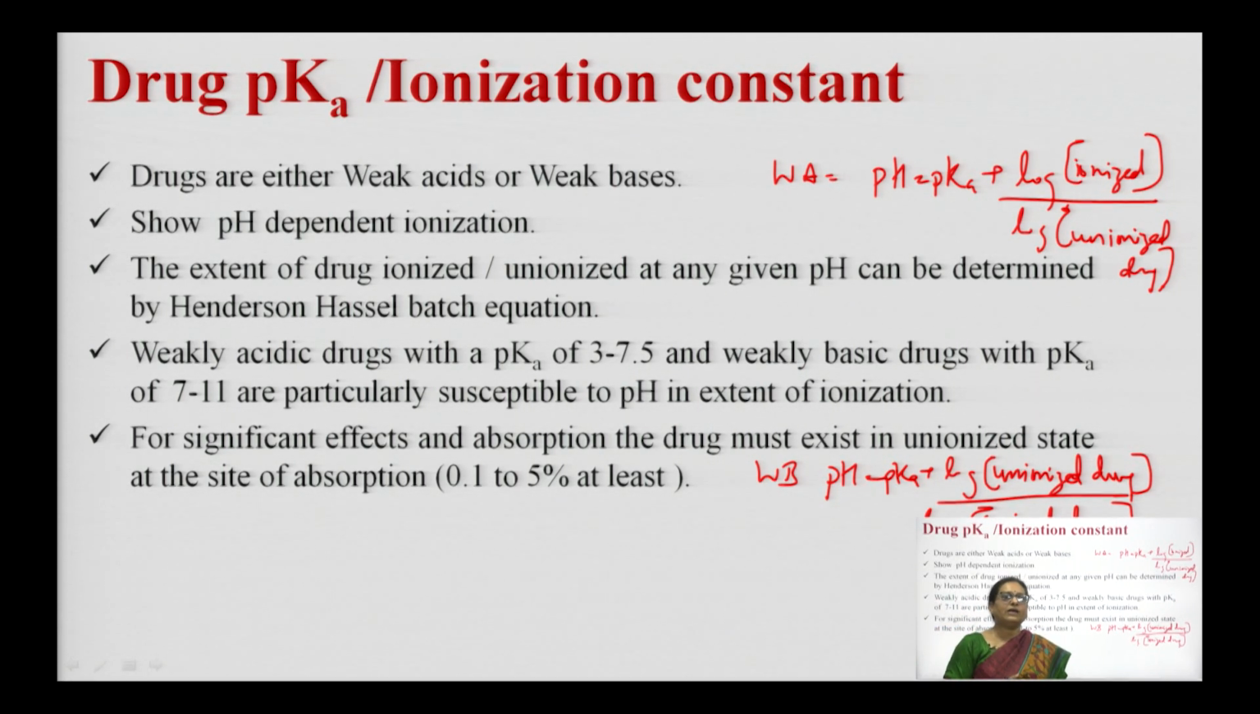will show significant bioavailability. The weakly acidic drugs with a pKa value of 3 to 7.5 and weakly basic drugs with pKa value of 7 to 11 are particularly susceptible to pH in the extent of ionization. So, these drugs will exhibit particularly a pH dependent ionization pattern and may pose bioavailability problem if they are not released at a suitable pH from the controlled drug delivery system.